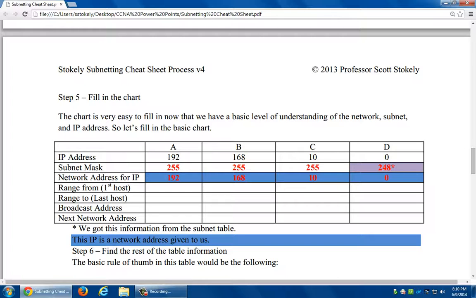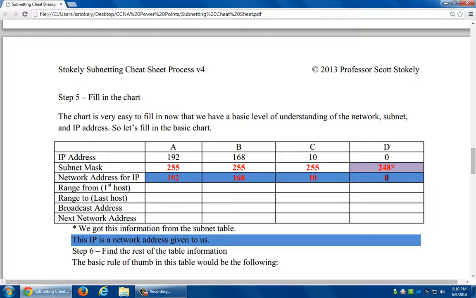Armand, what do you think? 192.168.10.1. Very good. That is my first host. Because your first host adds 1 IP to your network address. So it's 192.168.10.8? No, 10.1. 10.1, okay.